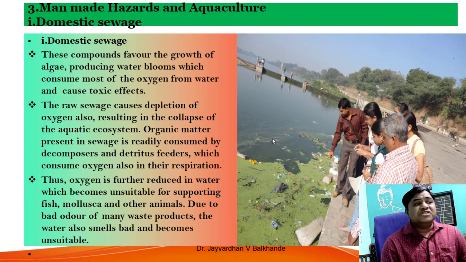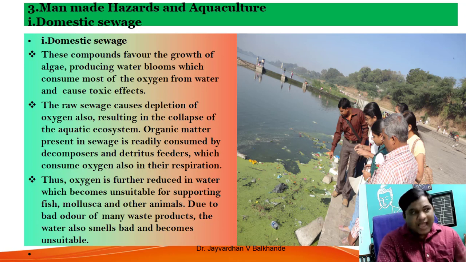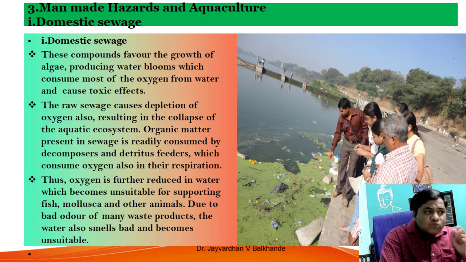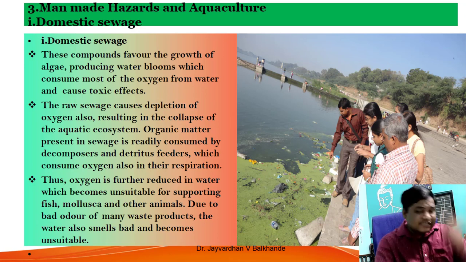Organic matter present in sewage is readily consumed by decomposers and detritus feeders, which consume oxygen also in their respiration. So the organic matter is consumed by the decomposers and the detritus feeders, which consume oxygen in their respiration. Means these decomposers are also consuming the oxygen present in dissolved form. So again, depletion of oxygen is recorded.